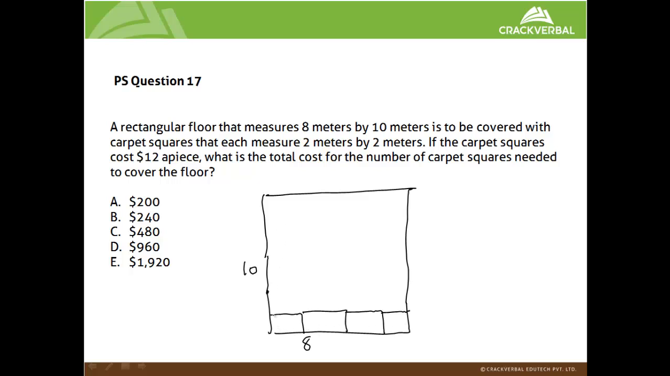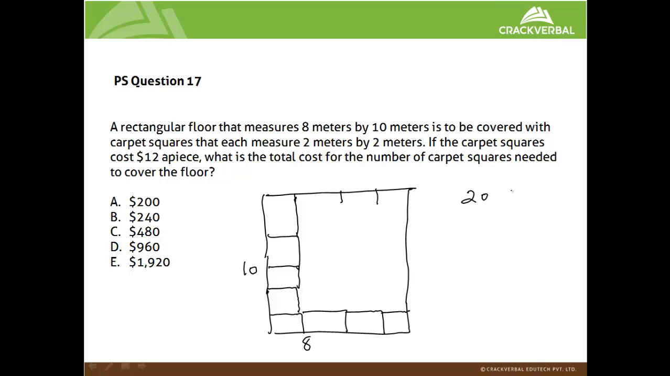Now vertically, since the length is 10, I need 5 such, right? 2, 3, 4, and you need a 5. My diagram is a little bad, but you can visualize this as a square. So there are 5 squares in each column, and that means 4 columns are needed. So 5 into 4, there are 20 square carpets we need.